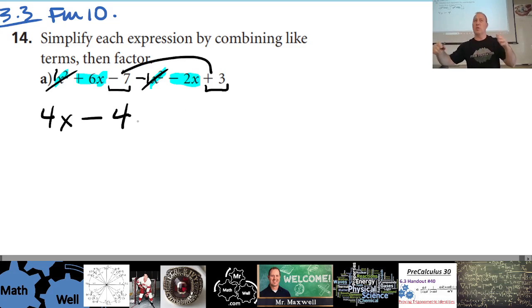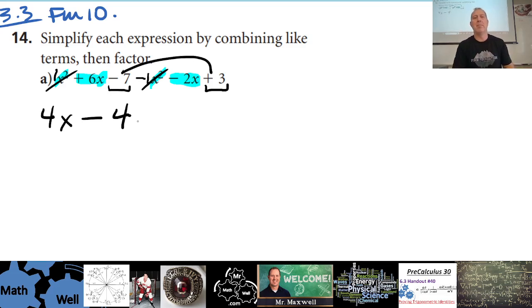Did you know there's a difference between minus and negative? Technically, minus is an operation. Negative is sort of a state of the number, negative versus positive. Okay? So it's a slight difference.